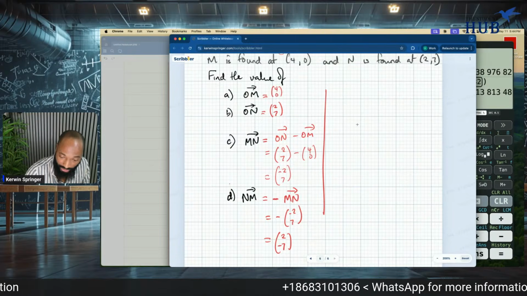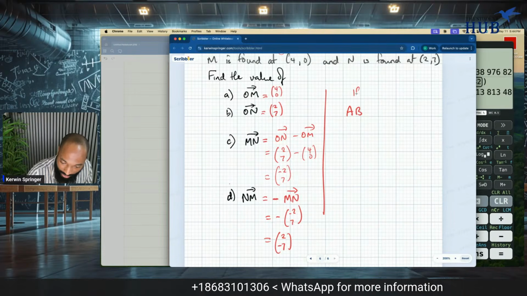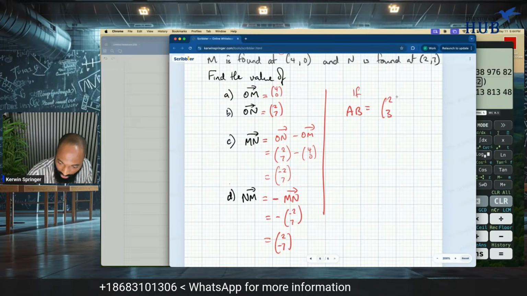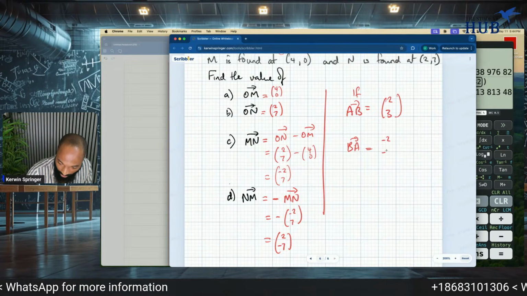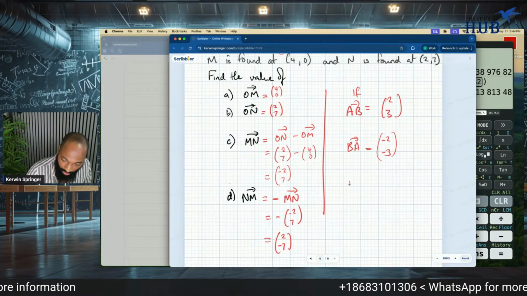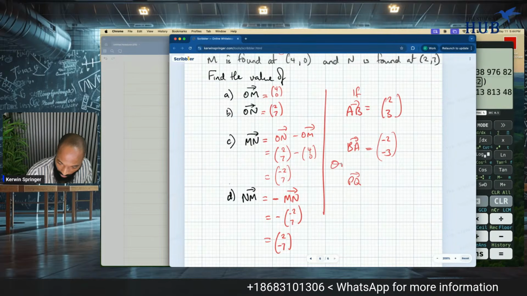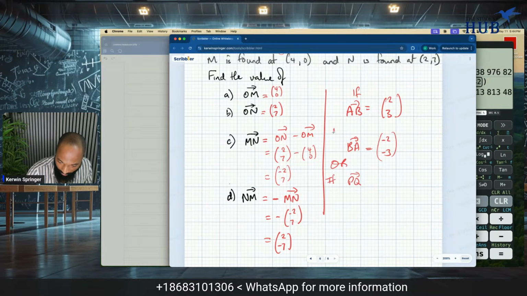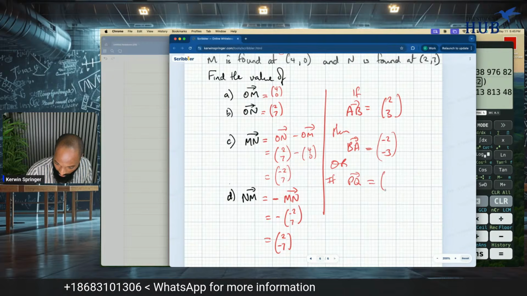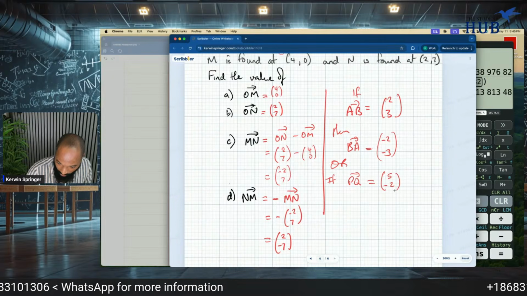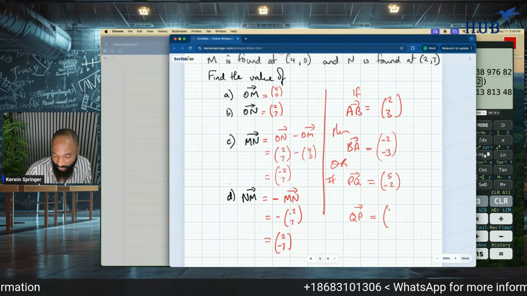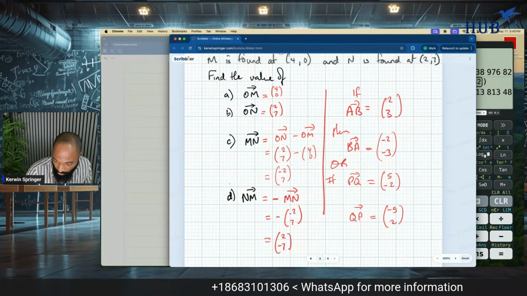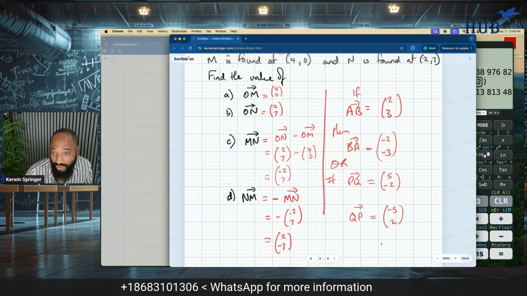Remember that. If AB was equal to 2, 3, then BA would be equal to what? Negative 2, negative 3, right? Or if PQ was 5, negative 2, then QP is negative 5, 2. Don't swap the numbers, switch the signs.